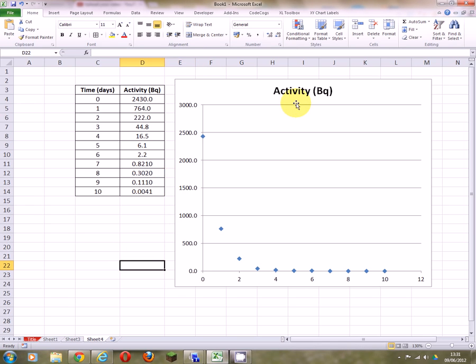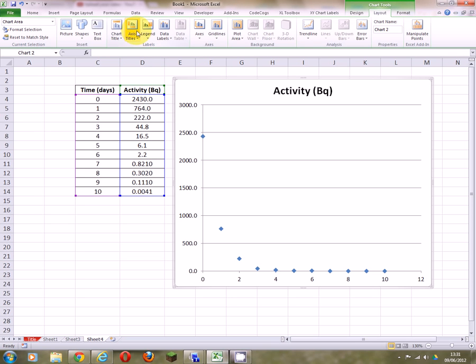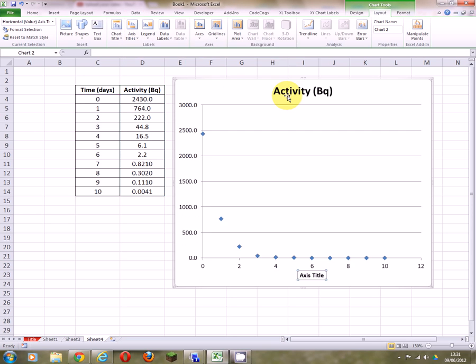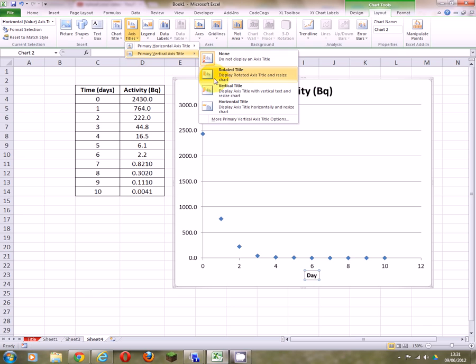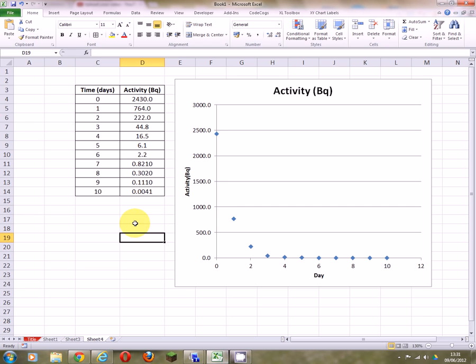Lots going on here, but let's, as before, click on the chart and we'll do layout, some titles. Horizontal title is the day, and the axis title, vertical rotated, is the activity in these units, which are Bq, which are becquerels. Okay, so there's the activity, and we're going to try and fit a line to it.